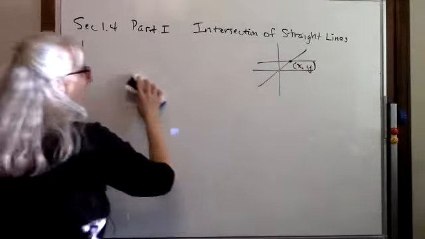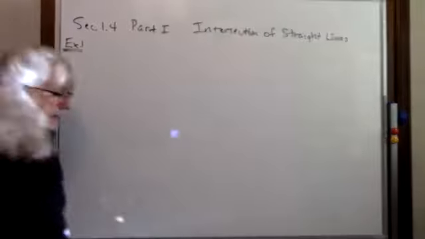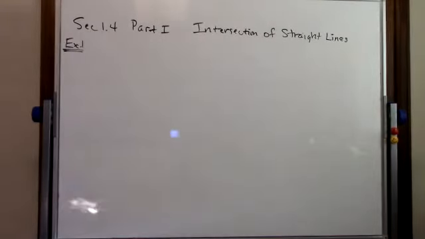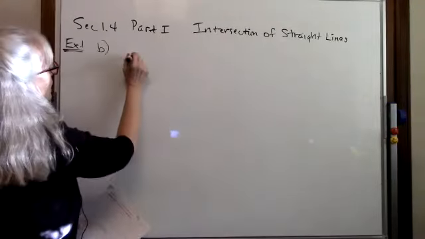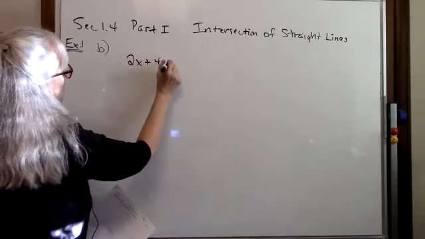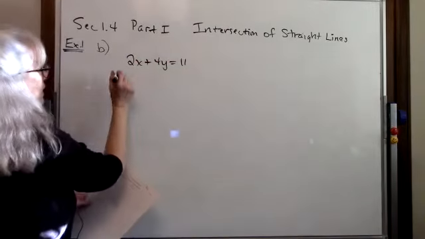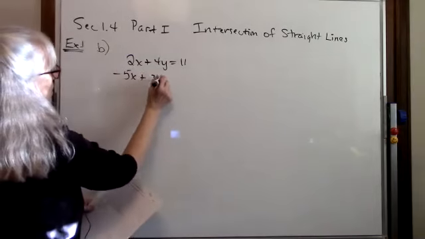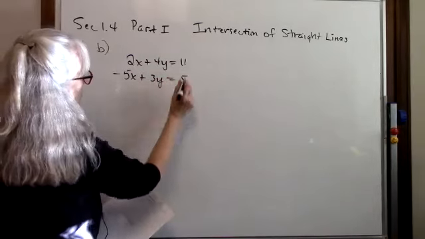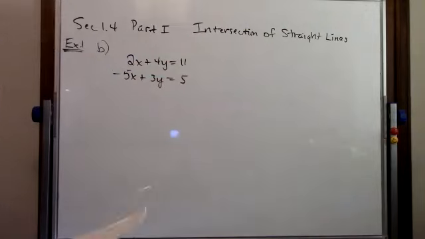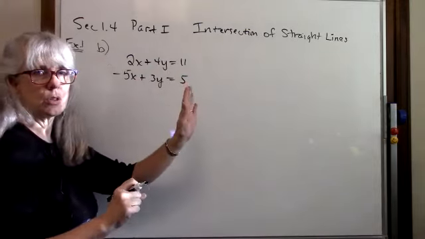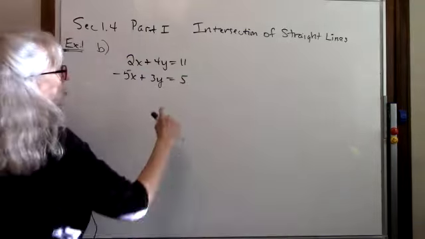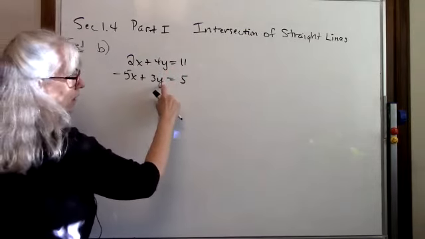This method relies on adding the two equations together and eliminating one of the variables. This is example 1b. Our equations there are 2x plus 4y equals 11, and negative 5x plus 3y equals 5. You'll notice that on this set of equations, we don't have a y equal to or an x equal to, so the substitution is not as easy. If I try and isolate y, it's going to get pretty ugly on us.